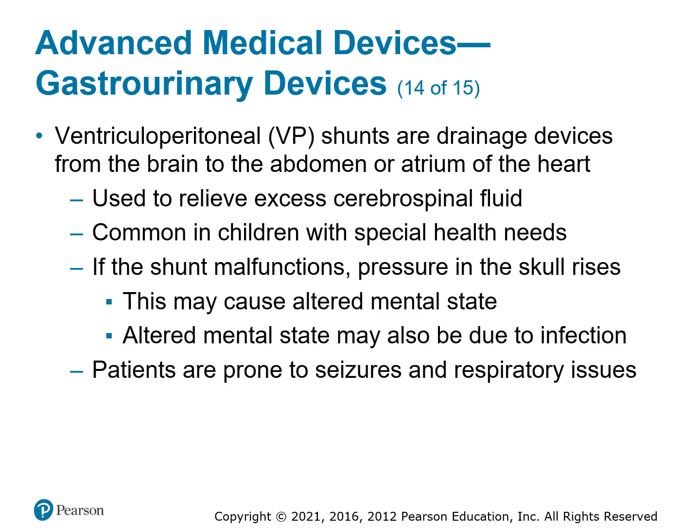A ventriculoperitoneal shunt, or a VP shunt, is a drainage device from the brain to the abdomen or atrium of the heart, used to relieve excess cerebral spinal fluid. This is common in children with special health needs. If the shunt malfunctions, the pressure in the skull rises. That may cause an altered mental state. The altered mental state may also be due to infection. These patients are prone to seizures and respiratory issues. So the VP shunts are typically done in a patient with hydrocephalus.